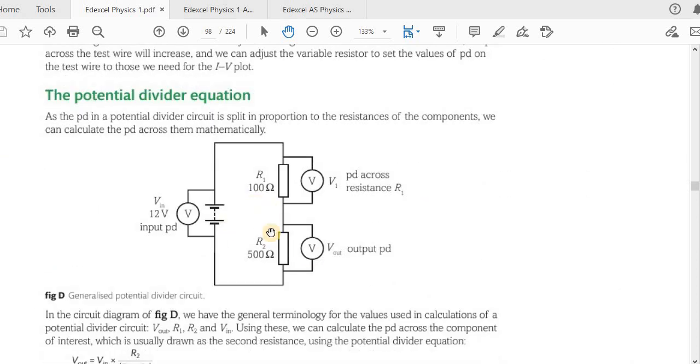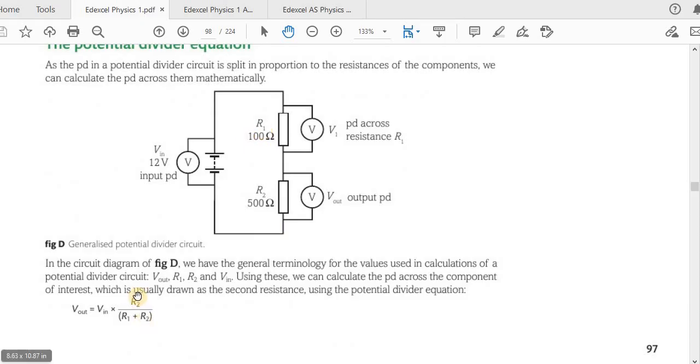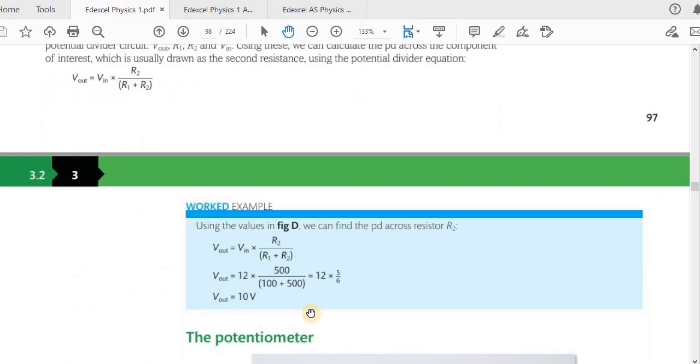Then we will see the potential divider equation. This is also very simple. Ratio and proportion mathematics is used here. We will see the details.